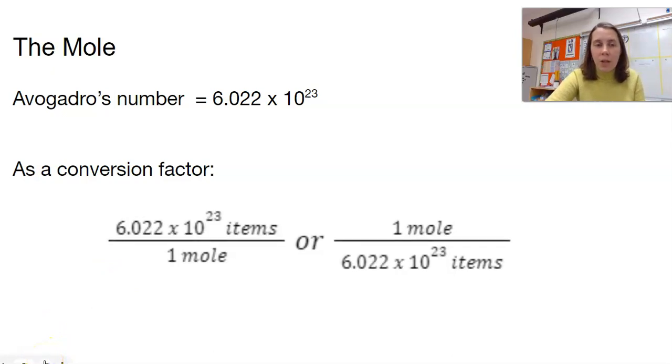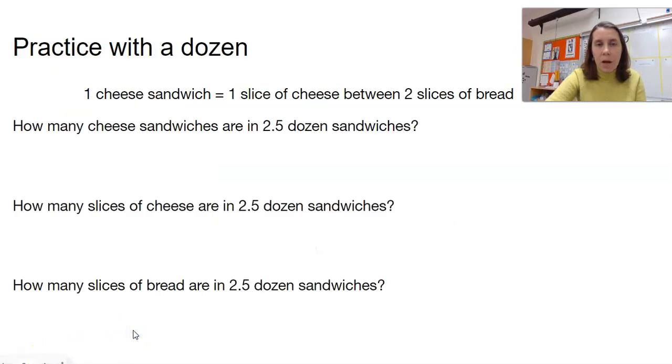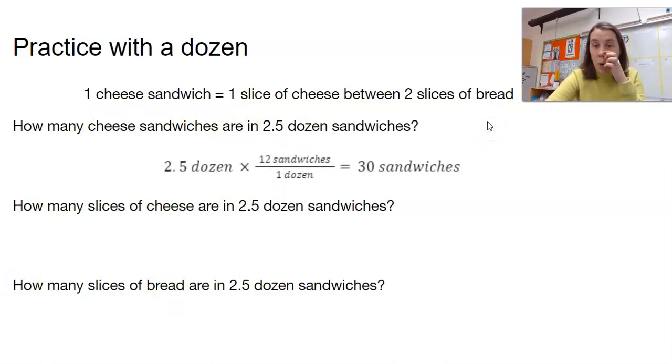So now how would we use that number in a calculation? Let's start with a dozen because I feel like we have a better sense of how big that is. So if I were to say, I'm making cheese sandwiches. 1 slice of cheese and 2 slices of bread makes my sandwich. So how many cheese sandwiches are in 2.5 dozen sandwiches? You're just going to use the quantity 12 sandwiches in 1 dozen.